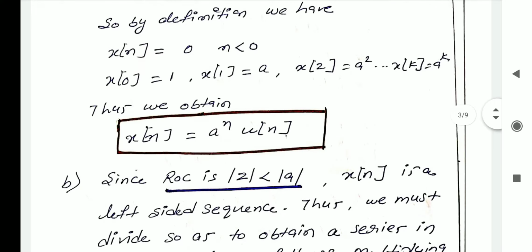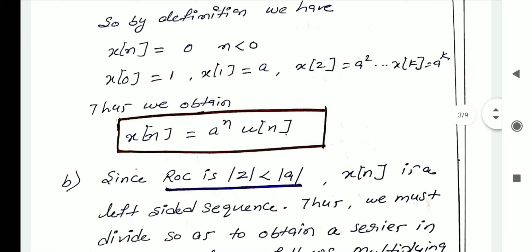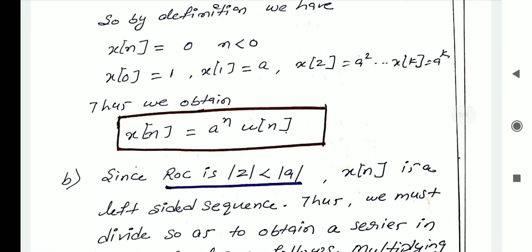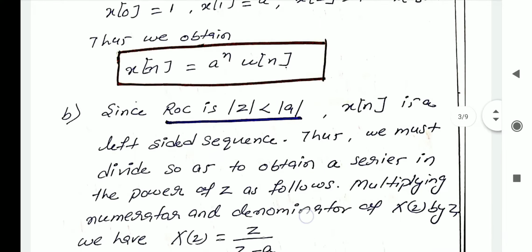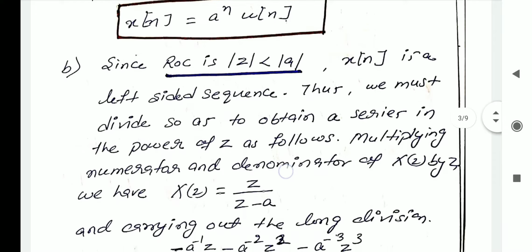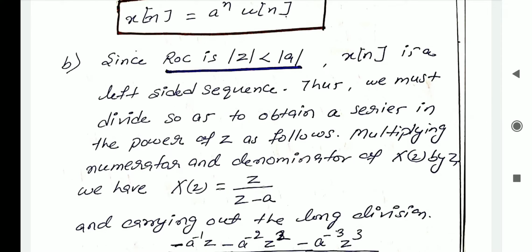Here a to the power n, because x of 1 is a, x of 2 is a square, x of k will be a to the power k. And we write it with u of n because it has the values from 0 to infinity. Now let us take the other one, the B part of the question, where the ROC is mod of z less than mod of a.